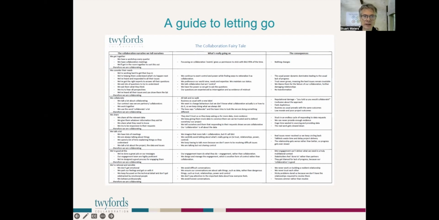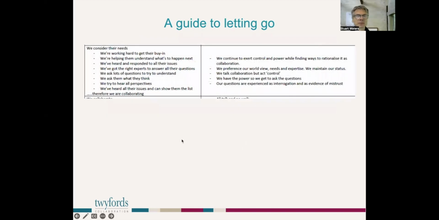So we're saying, for example, we're telling ourselves that we consider their needs. We're working hard to get their buy-in. We're helping them to understand. We ask lots of questions to try and understand their view. We try to hear all perspectives. And therefore we're collaborating.